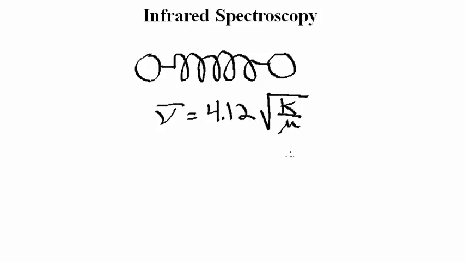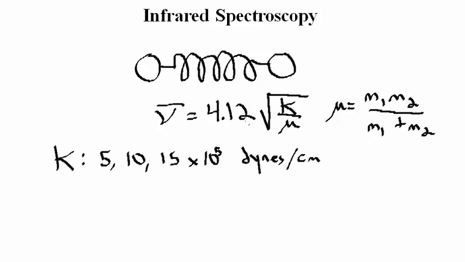K is the force constant of the bond, which is a measure of the bond strength in dynes per centimeter, and mu is the reduced mass of the two atoms. Now this reduced mass is m1 times m2 over m1 plus m2, and m here is the mass of each of the atoms. Force constants, or the K here, for single, double, and triple bonds are approximately 5, 10, and 15 times 10 to the 5th dynes per centimeter. And so this approximately has the ratio of 1 to 2 to 3. So again, just so you see here, the 5, the 10, and 15 for single, double, and triple bonds.